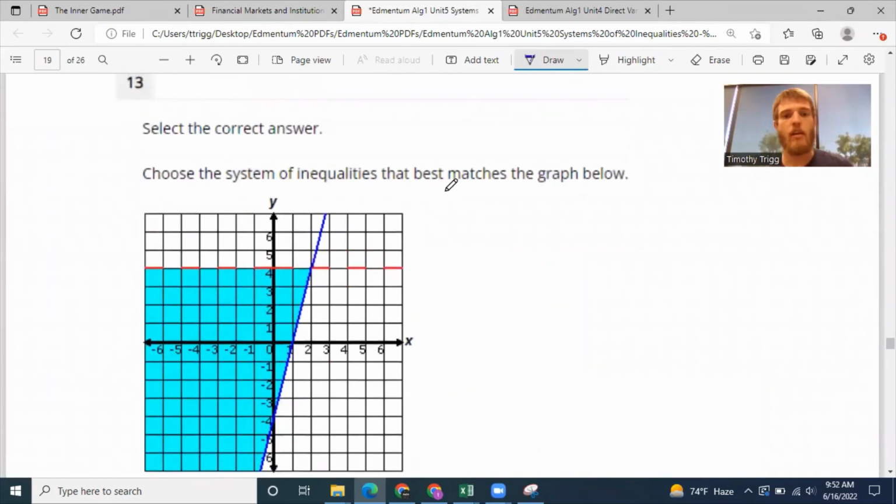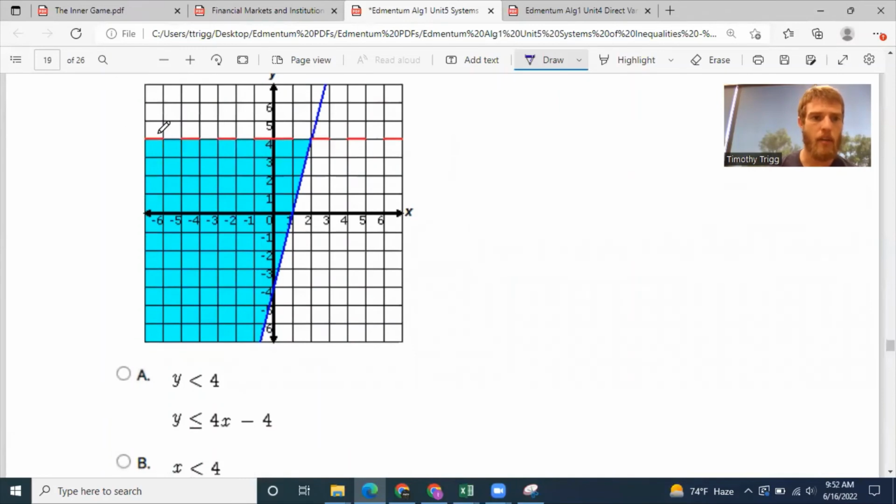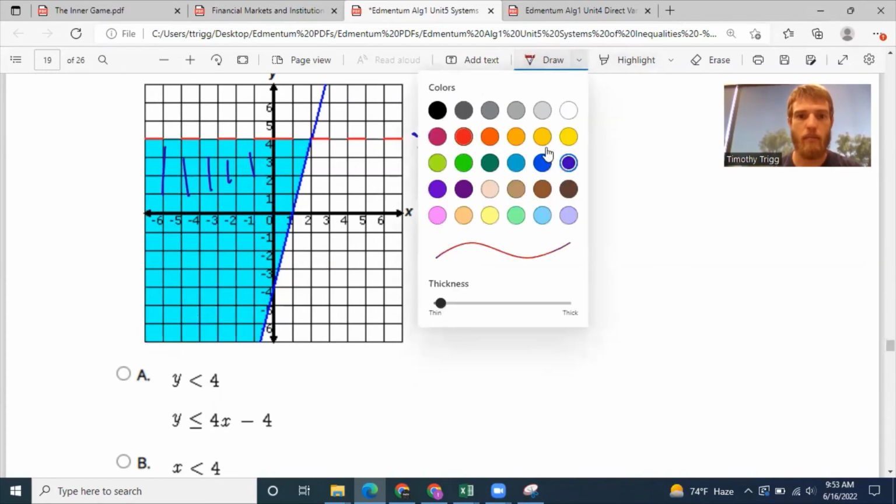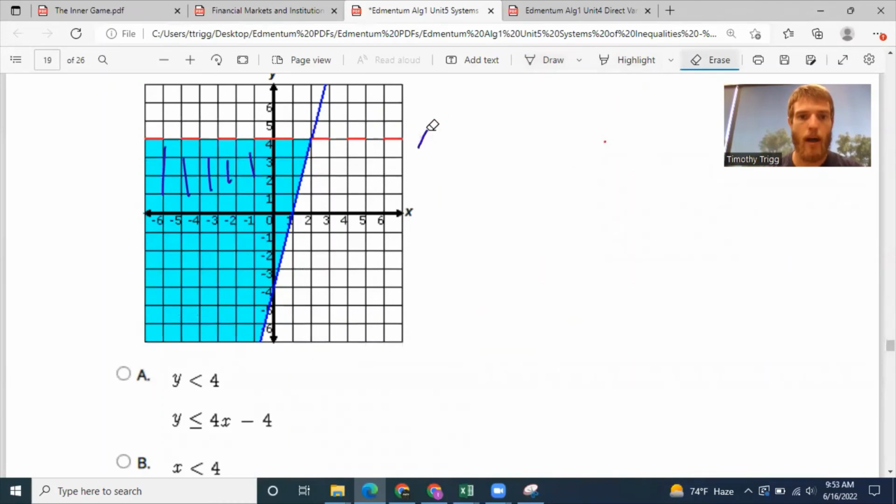Here, choose a system of inequalities that best matches the graph. Here we have the red line is a dashed line and it's shaded below. See that there for the red line? What's this inequality? Notice it's a straight horizontal line. Remember when you have just a horizontal line, that's usually y equals. Well, in this case, not equals, but y is less than, because it's shaded below, and I know it's not less than or equal to because it's a dashed line. So y is less than 4 in this case. That's the inequality for that one.